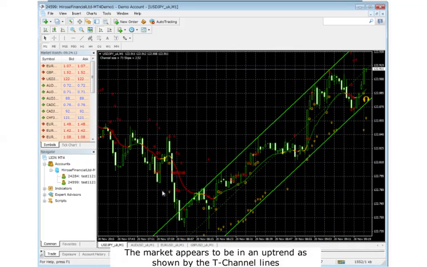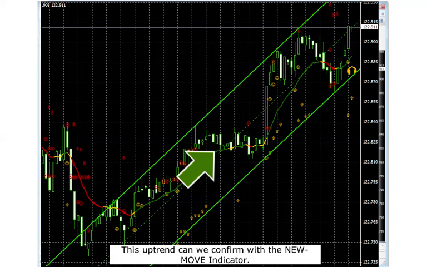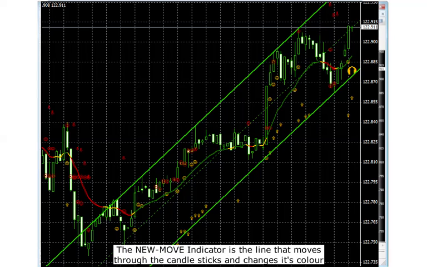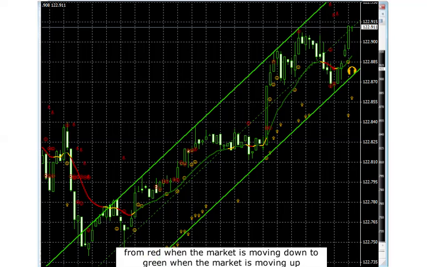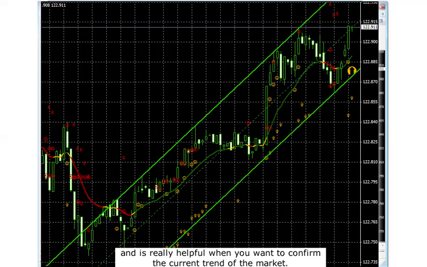The market appears to be in an uptrend, as shown by the T-Channel lines. This uptrend can be confirmed by the New Move indicator. The New Move indicator is a line that moves through the candlesticks and changes its color from red when the market is moving down to green when the market is moving up, and is really helpful when you want to confirm the current trend of the market.